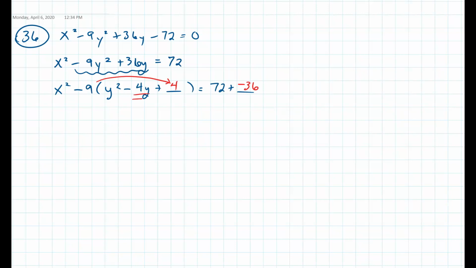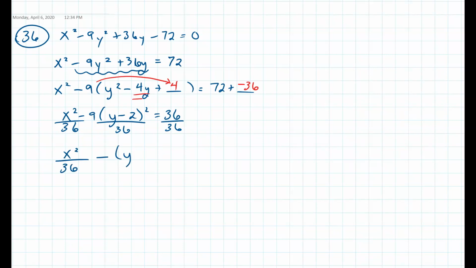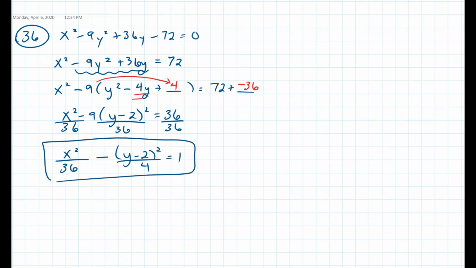Then we finish up combining like terms. So we get x squared minus 9 times the quantity, now we're going to do our binomial squared, so it's going to be y minus 2 squared, which equals 36. And then we divide everything by 36. So we get here x squared over 36 minus y minus 2 squared all over 4 is equal to 1. So this is standard form. I can quickly find my center because remember, h goes with x, k goes with y, and so that's going to be 0, 2.